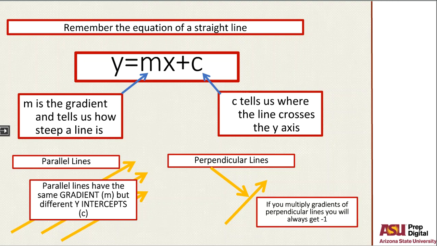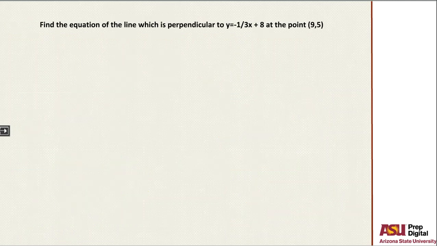Perpendicular lines are a little bit different. You're again going to look at the gradient, but you're going to have to do a little bit of math or notice if they're opposite and have different signs. In order to tell two lines are perpendicular, the two slopes should multiply together to get -1. We're going to work through a perpendicular example first, since that's a little bit harder.